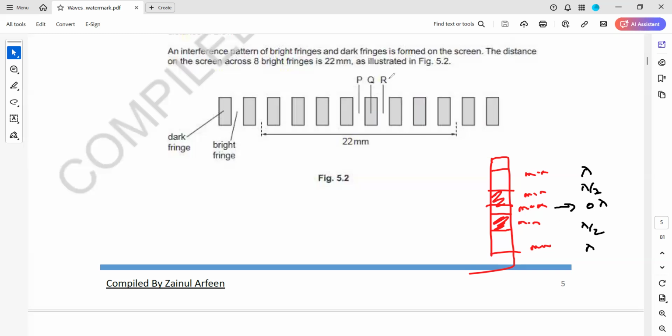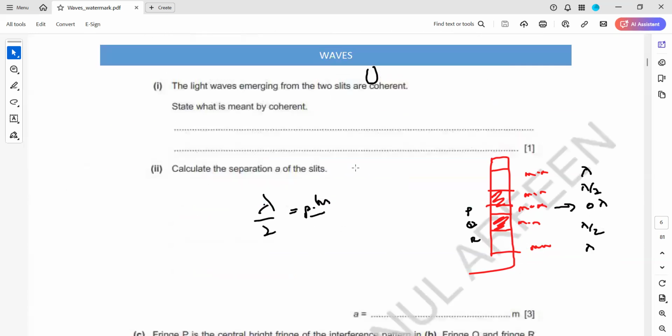The question is, we need the path difference for Q. So this is the central maxima, for example this is P, this one is Q, and then this is R. So what is the path difference for Q? Because it's the first minima, the path difference is lambda by 2. The wavelength is given to us, which was 6.2 exponent minus 7.